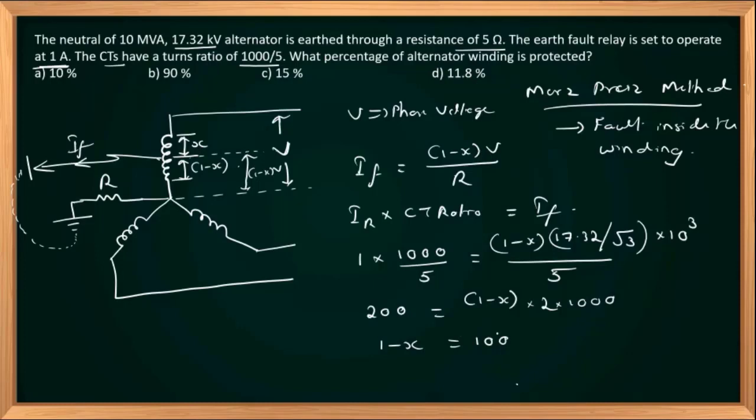In that case, I can write this as 200 by 2000, which is 0.1. So 0.1 is equal to 1 minus x, which implies that x equals 0.9. So in percentage, you'll get it as 90%. So this x is 90% in the given problem. So 90% of the winding is protected using this Merz-Price method, using this setup.